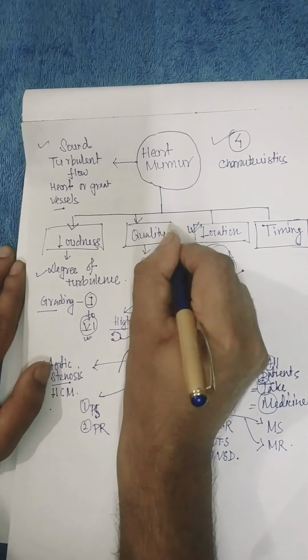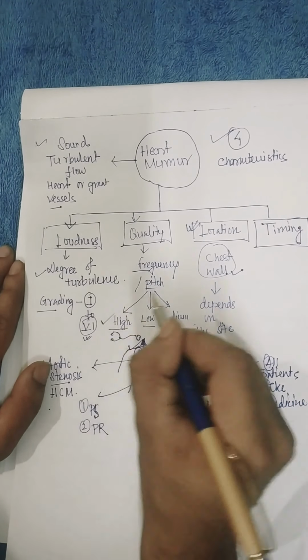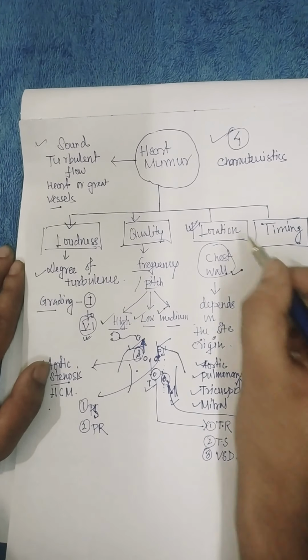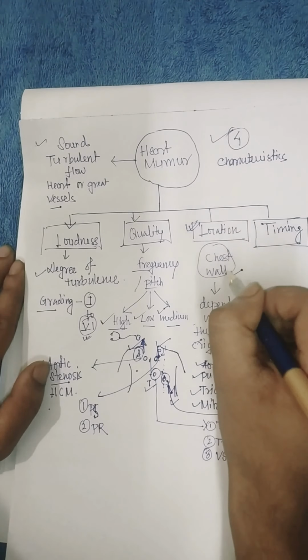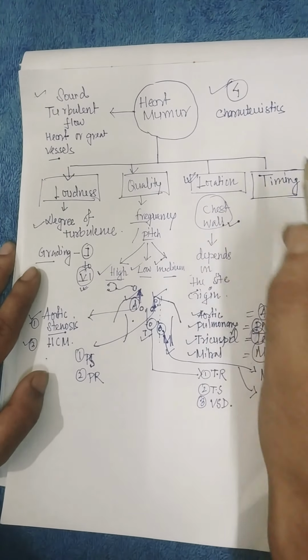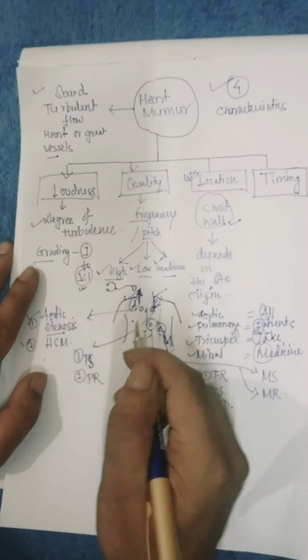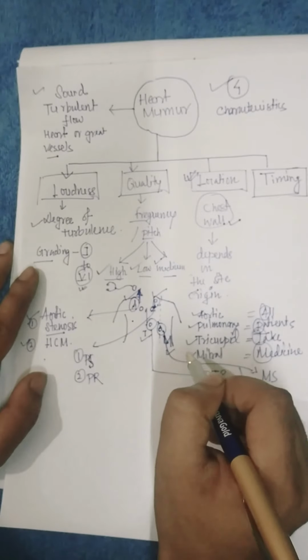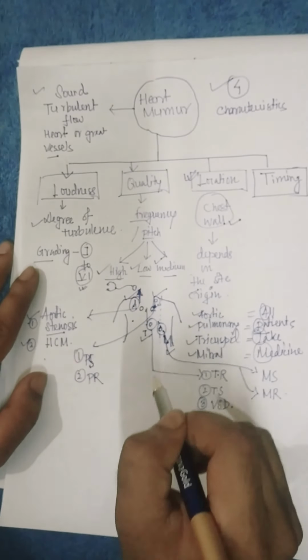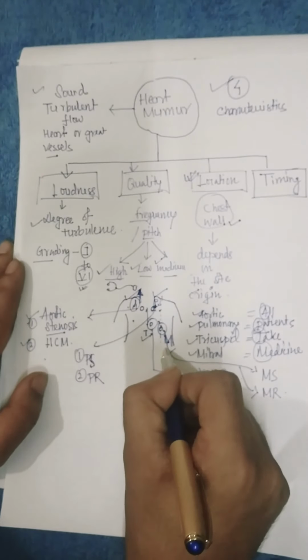Then there is a quality of murmur. It is the frequency or pitch. There may be high pitch, there may be low pitch, there may be medium pitch. Location is on the chest wall. It also radiates sometimes, and the location on chest wall again depends on the site of origin inside the heart or the valve. So we have divided the auscultatory areas of heart in four parts: aortic, pulmonary, tricuspid and mitral.